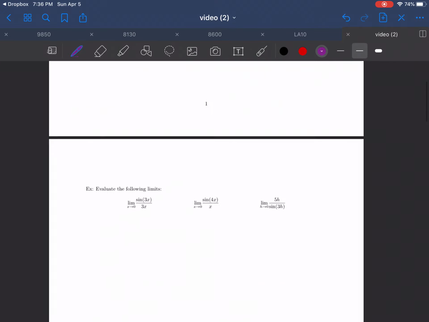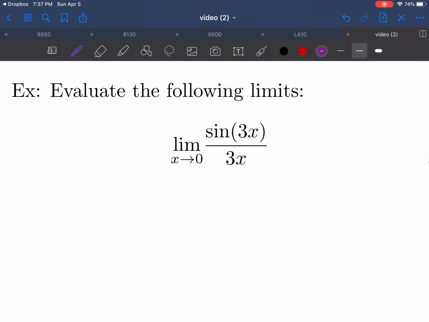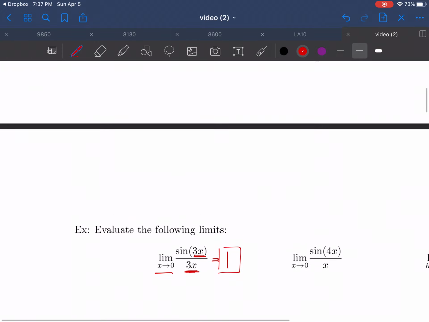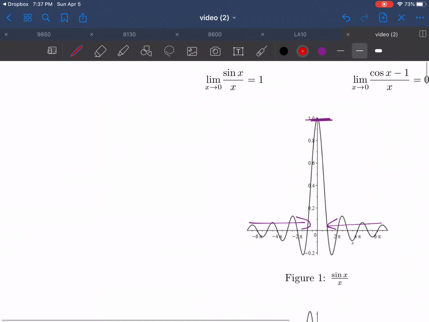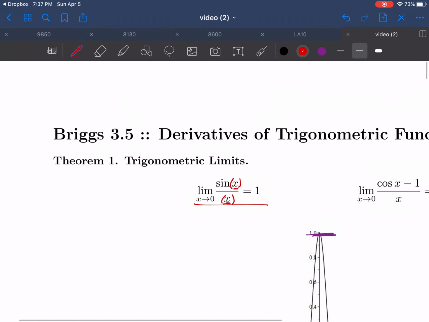Because we can then use those to evaluate other limits, such as these. As long as whatever's inside the sine is the same as the denominator, then that is going to equal 1 as x approaches 0, because that was our definition up here. So as long as whatever's in here is equal to whatever's in the denominator, then it's equal to 1.